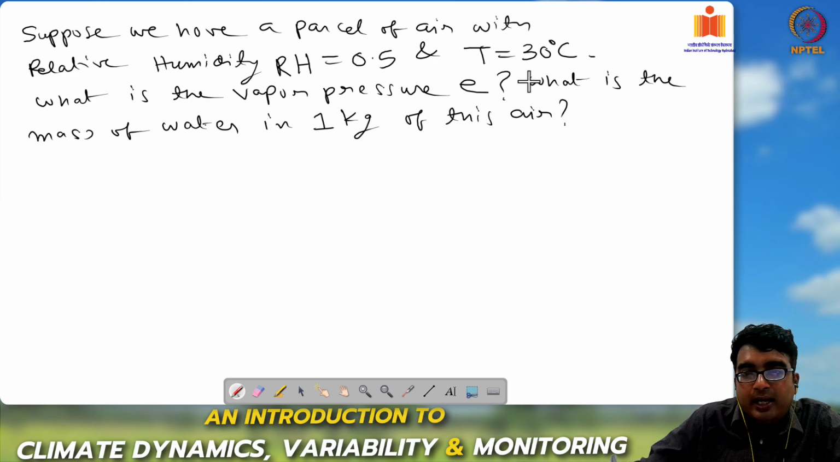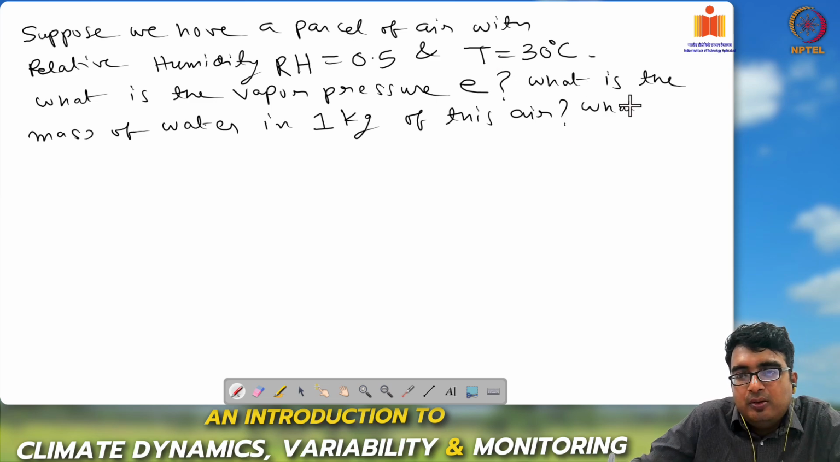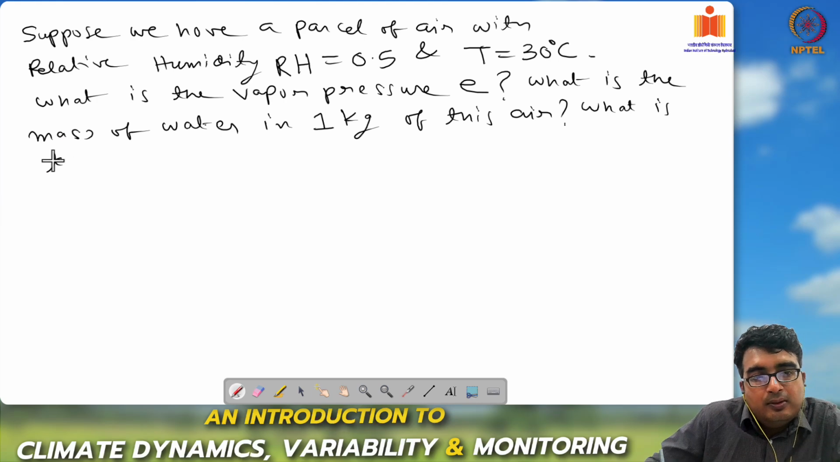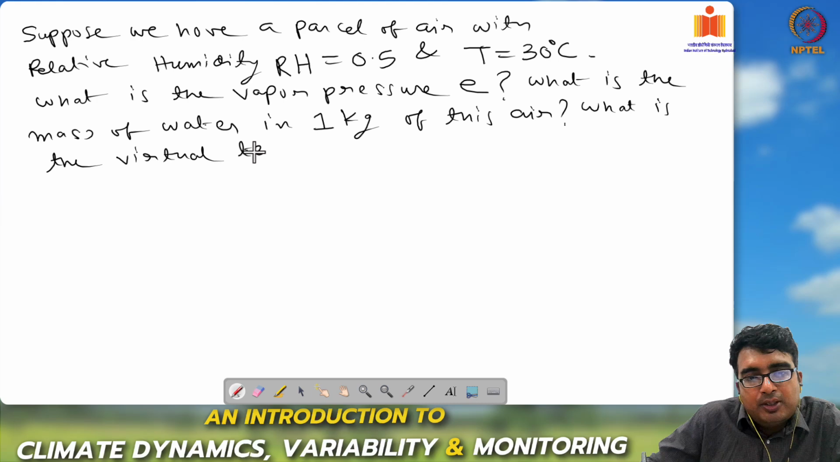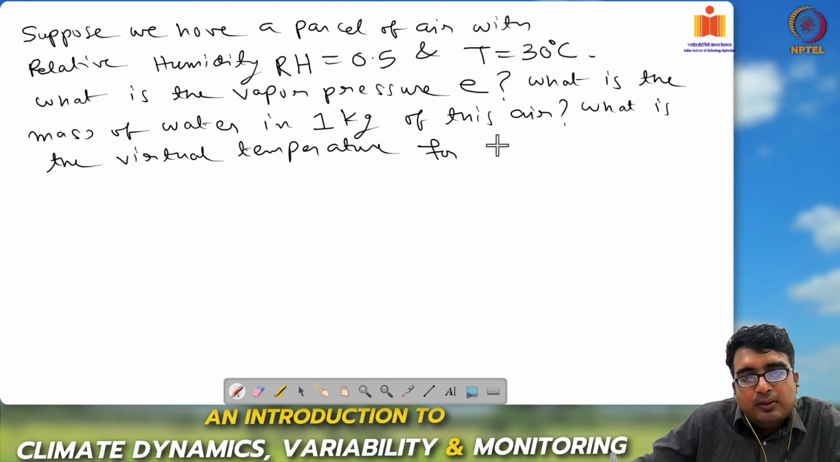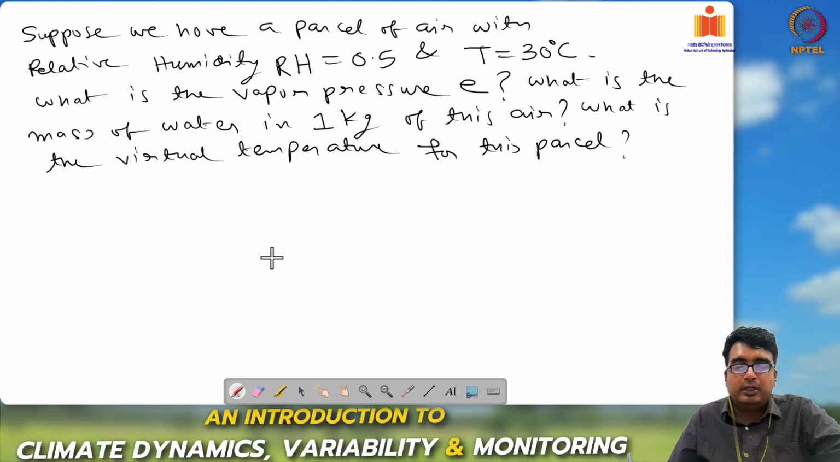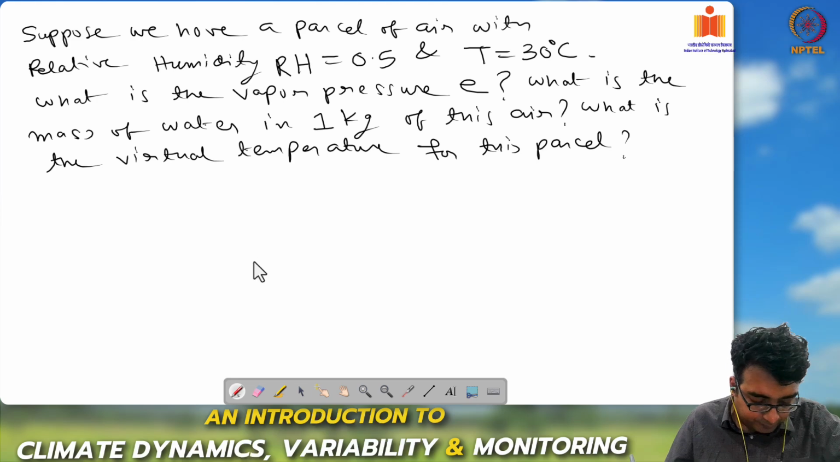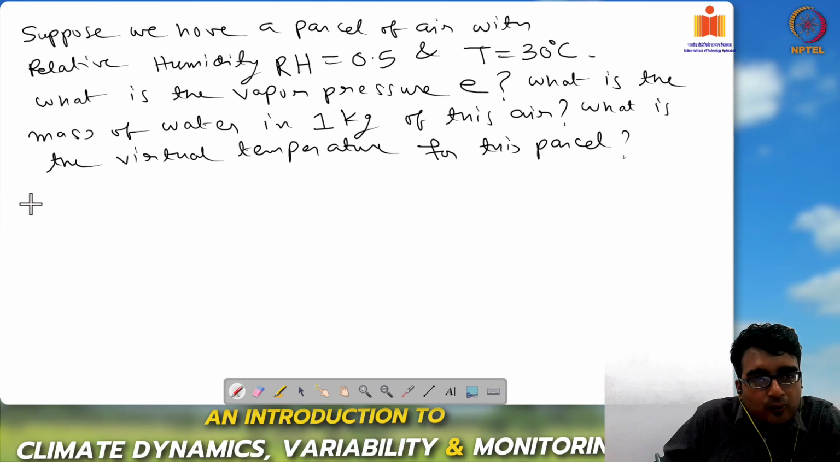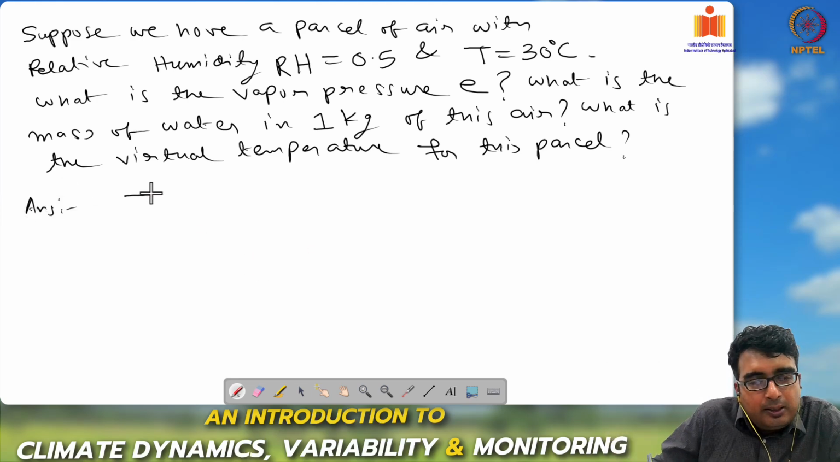Okay. And the final question is, what is the virtual temperature for this parcel? Okay, so 3 questions. So now we know the temperature is 303 kelvins, which is equal to 30 degrees centigrade.